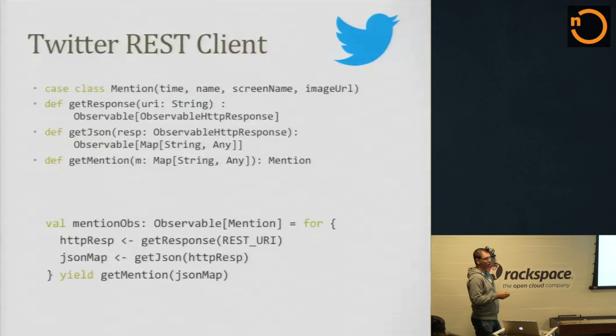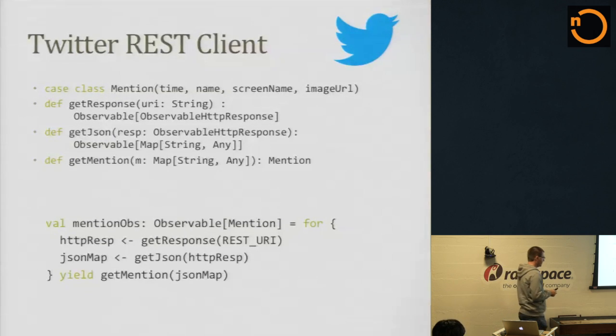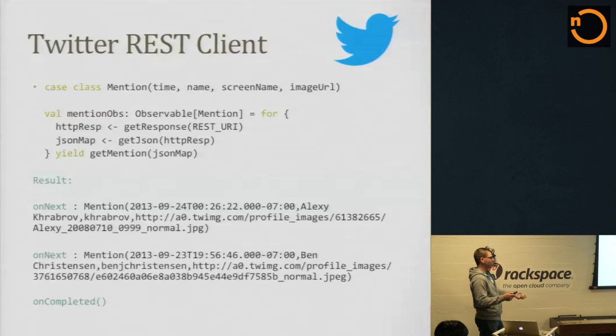So when we put all these methods together, how does this RESTful HTTP client look? We get a handle on an observable of mention by using a for comprehension to combine: get a response, set up your HTTP response, flat map the getJSON, turn that response into JSON, and then yield, mapping the get mention onto that. So at the end of this, we actually get a nice stream of mentions coming out. It turns out, of course, that this was a single RESTful call. We probably got them all at the same time, but we just emit them in sequence.